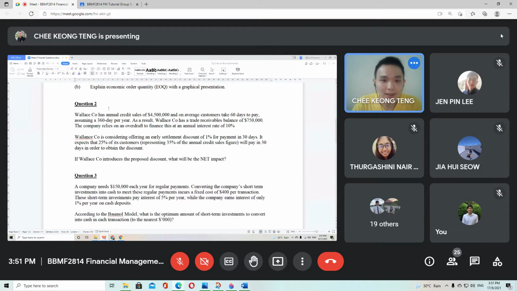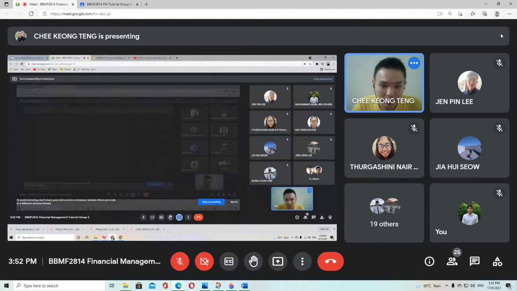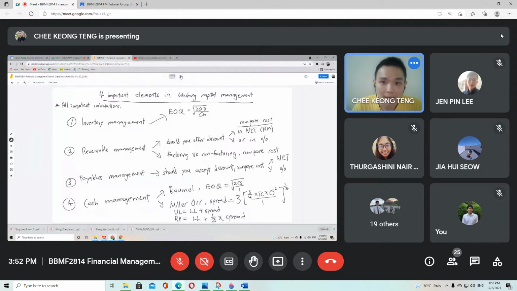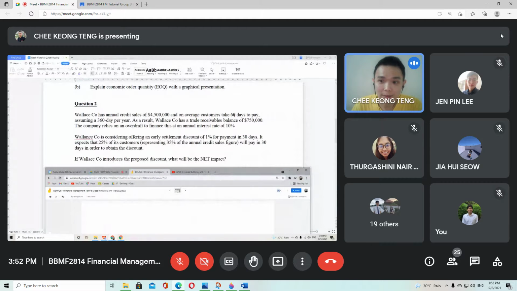So basically, if you look through this one, Warren's Corporation has annual credit sales 4.5 million, and average customers take 60 days to pay. Assuming 360 days per year. As a result, this company has a trade receivables of 750,000 at the very beginning. Actually, you can calculate this one also, because you have the receivable days. You have 1 year 360 days, and then credit sales for 4.5 million. So from here, you use the receivable days formula, you'll be able to get back this one.